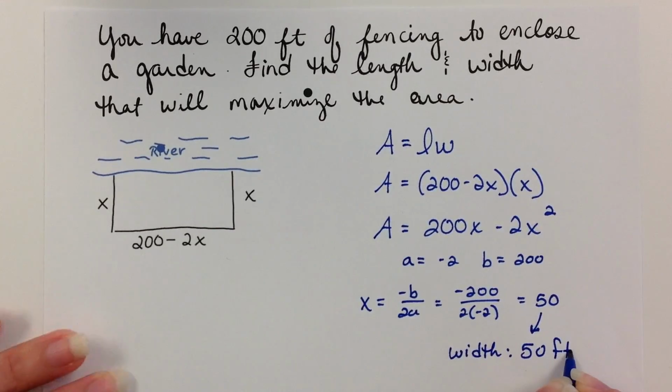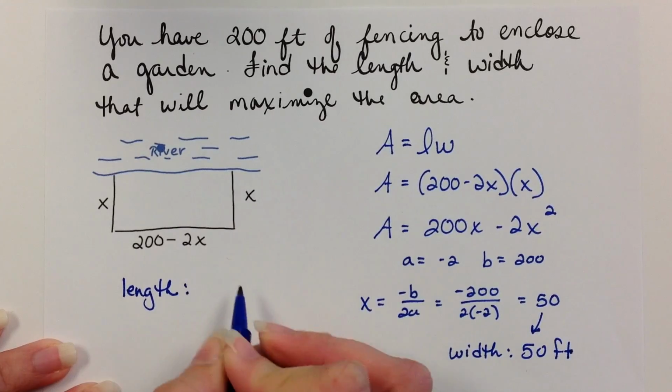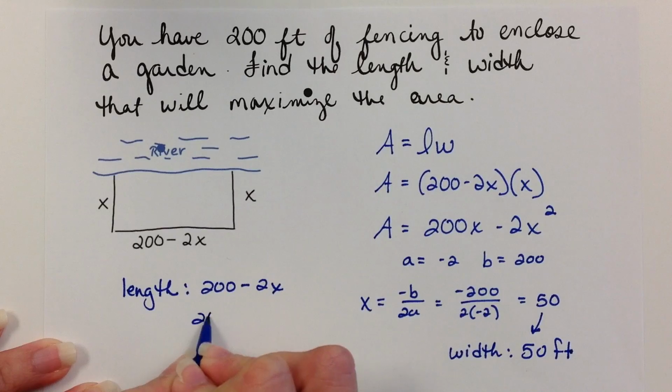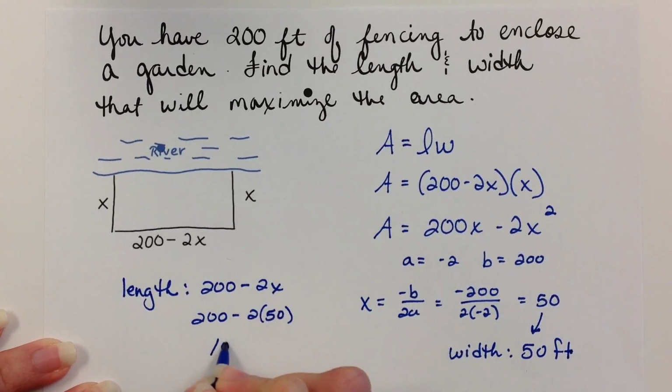is 50 feet. So then to find your length, all that you have to do is use the 200 minus the 2X. So 200 minus 2 times 50. So that gives you 100 feet then for your length.